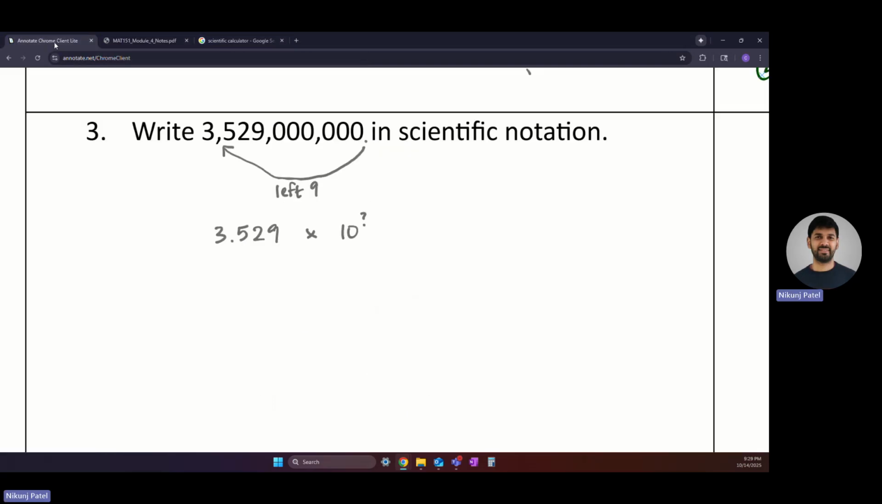So whenever we move our decimal left, that's telling us to add to the current exponent. Left means add. So this would turn into 3.529 times 10 to the power of 9. Left 9 means add 9 right there. So there wasn't anything to start off, so we just put a positive 9 there. And there it is. There it is in scientific notation.